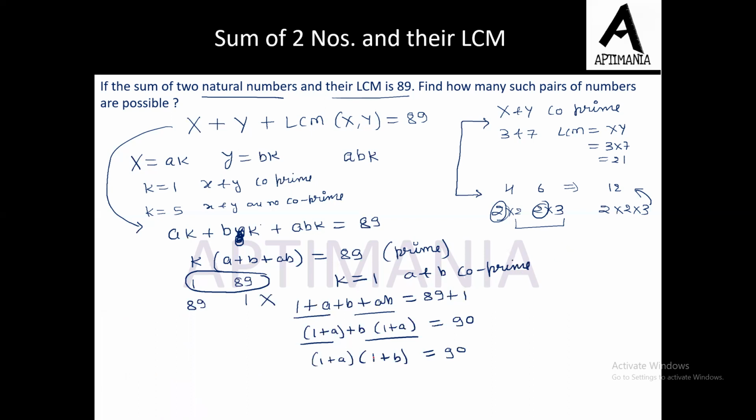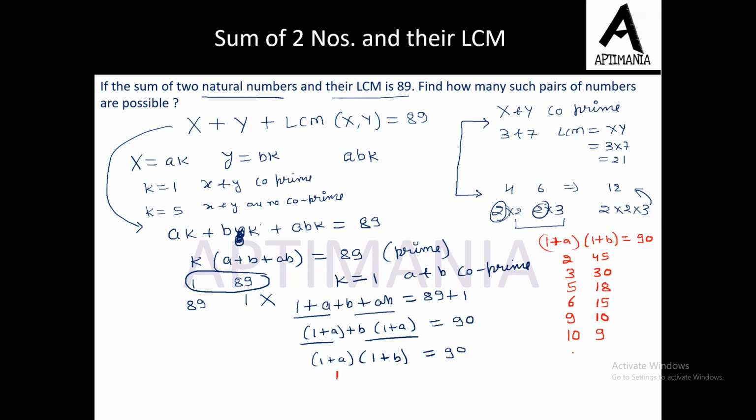Now the factors of 90 are, we cannot assume any value to be 1. Why? Because if we assume it to be 1, then a or b will become 0, which is not possible. They are natural numbers, right? So we need to start from 2. Now we have 1 plus a and 1 plus b, and the product should be 90. So 90 is possible as 2 into 45, or 3 into 30, or 5 into 18, which will also give us 90 only. Then we can have 6 into 15, then 9 into 10, and if we are talking about ordered pairs, then it can be 10 into 9 also. In ordered pairs, AB is different from BA, right?